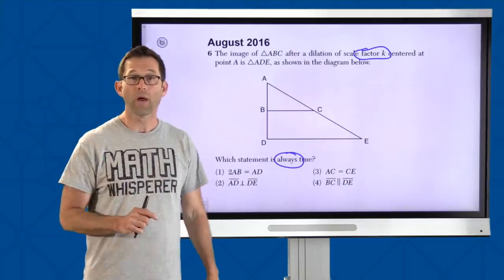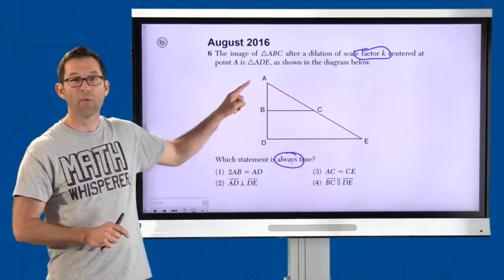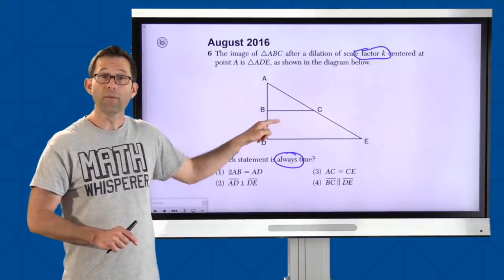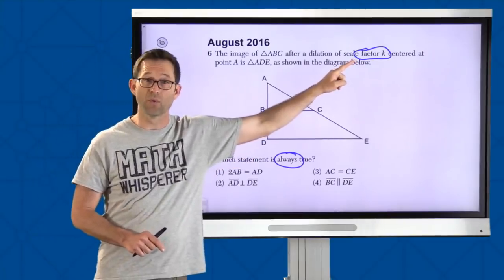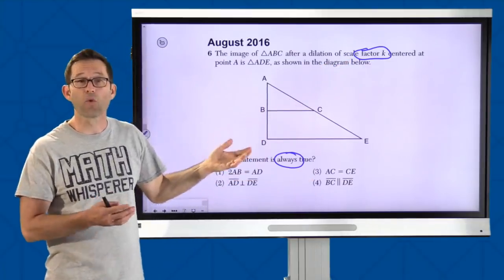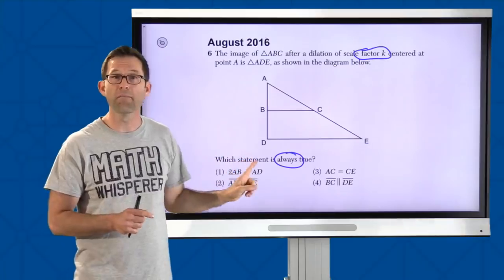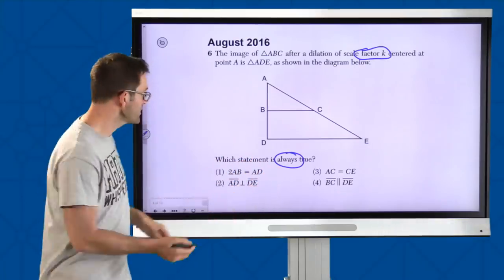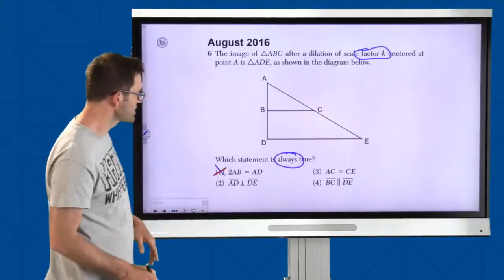All right. Well, is it always true that when we multiply AB by 2, we'll get AD? Well, it would be true if the scale factor was 2. But we don't know that the scale factor is 2. They've certainly drawn it to make it look that way, but it's not always true. This is only true if the scale factor has to be 2.